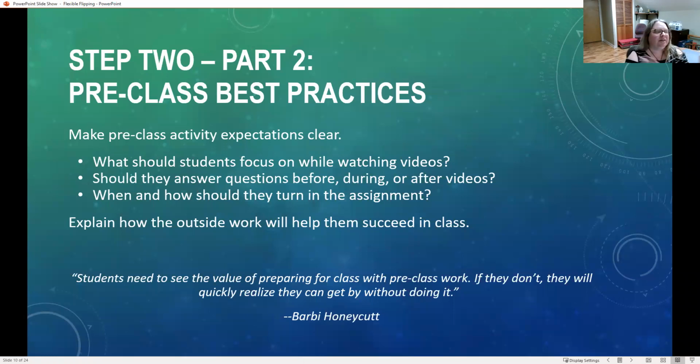And of course, you know, in the reality of our world, if there aren't points associated with something, if it's optional, students aren't going to do it, right?